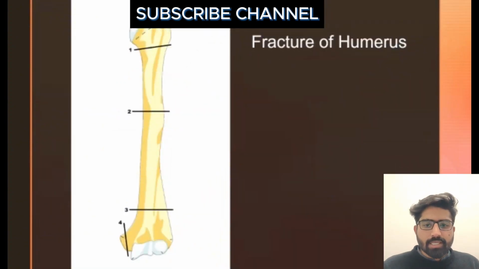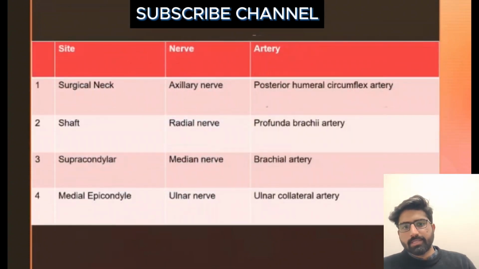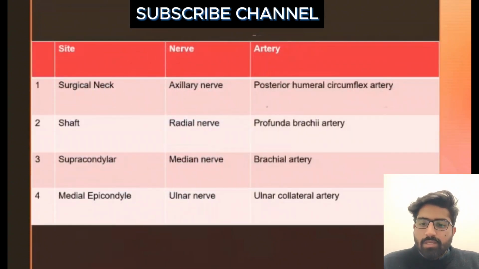Fracture of the humerus. These are where the markings have been drawn. These are the most common sites where the humerus can be fractured. The first site of humerus fracture is the surgical neck. At this site, the axillary nerve can be damaged, as well as the posterior humeral circumflex artery, which can be injured at the site of the surgical neck.